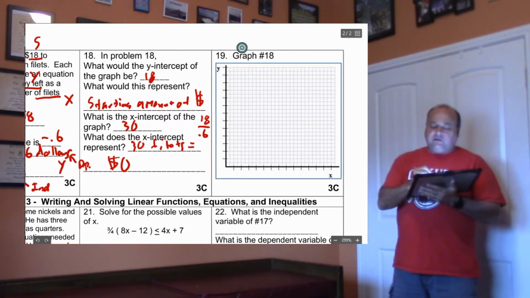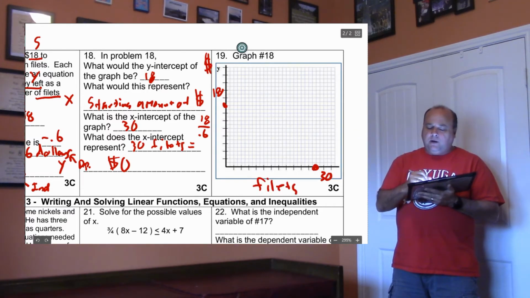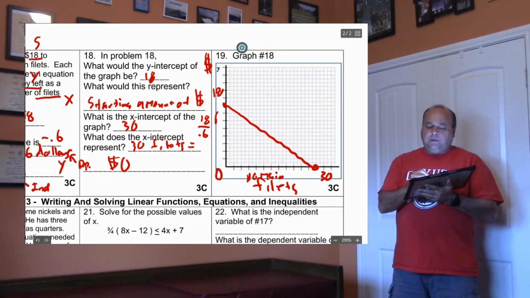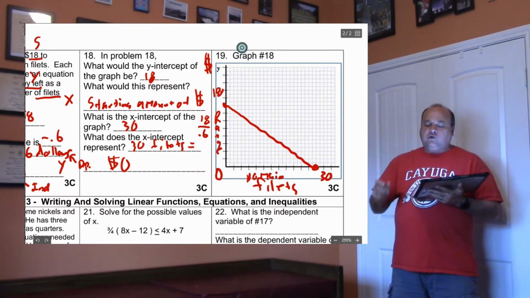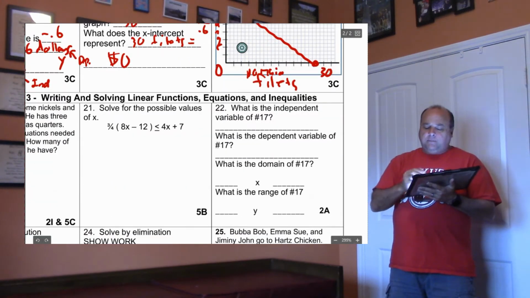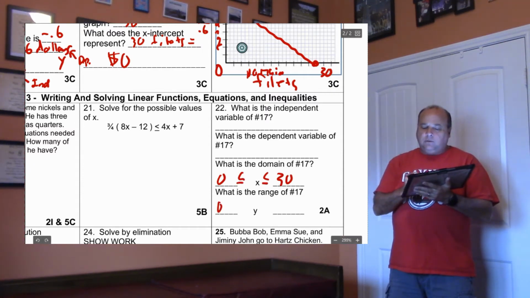Go over here. You're going to put 18 up here, and then 30 all the way over here. And remember, this is dollars, and this is fillets. That's your independent and dependent variable, and then you're going to connect the dots. Put a 0 right here. This would be your domain, and this would be your range. Your domain would go from 0 to 30, your range would go from 0 to 18, and I'm going to do that for you. Remember, you use the less than or equal to for both.